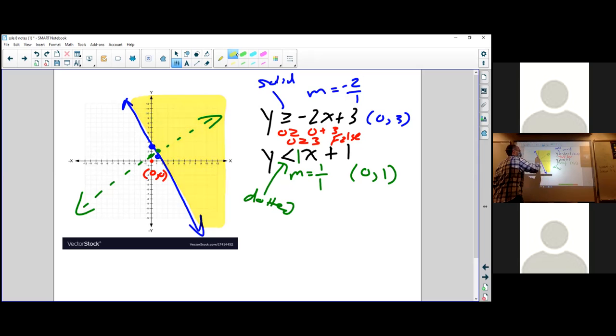That's great. Okay. So I know my answer is going to exist on that side. Now it's either up here or in here. It's one of the two. So let's take the 0, 0 and plug it into the other one.